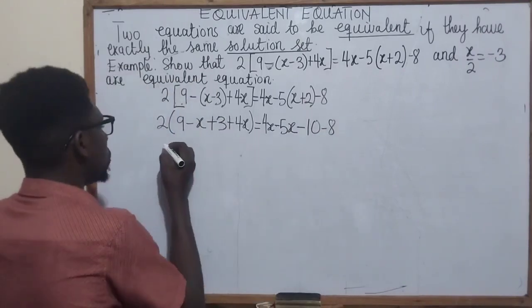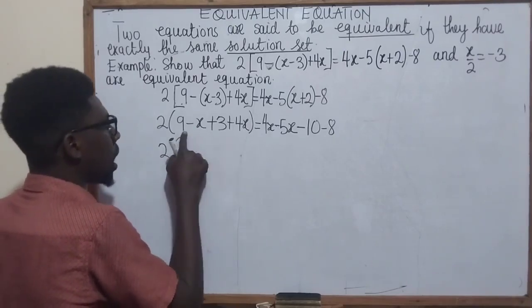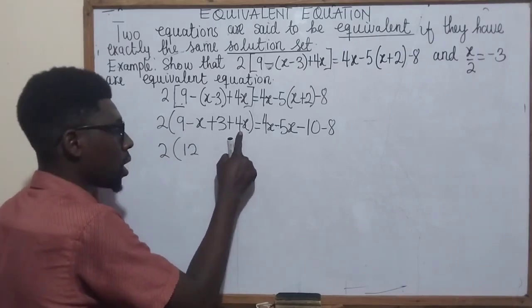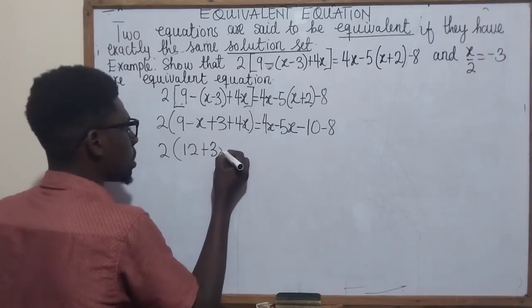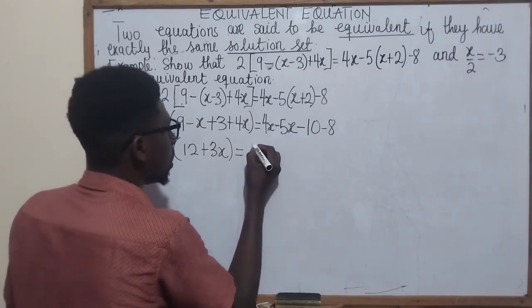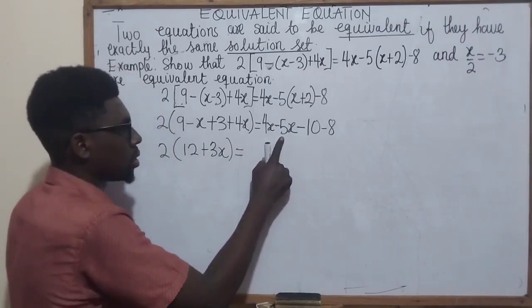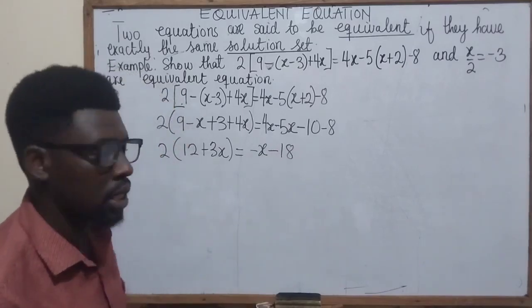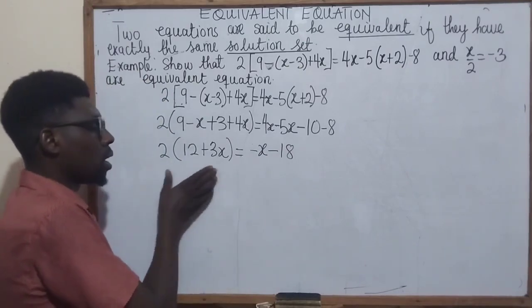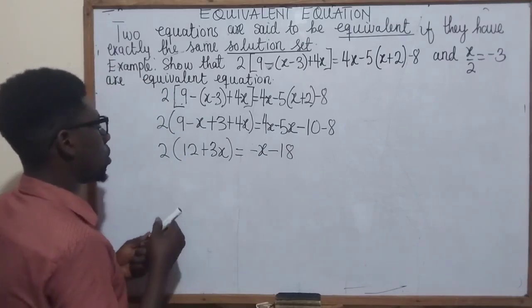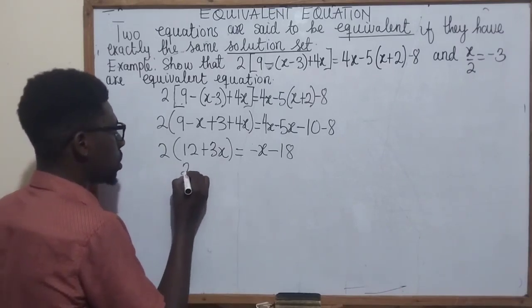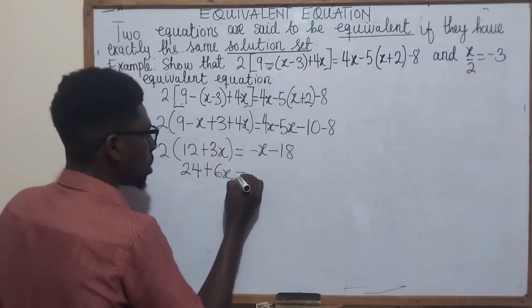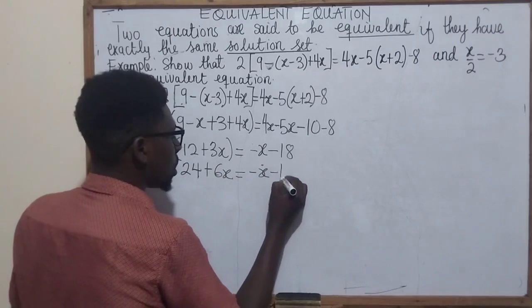So let's move on. Here, I add 9 plus 3 to give me 12. The negative x plus 4x is going to give me plus 3x. Then 4x minus 5x is giving me negative x. And obviously this is giving me negative 18. I still have some parentheses here, so let's take that one off. So 2 times 12 is going to give me 24 plus 2 times 3x gives me 6x, which is equal to negative x minus 18.